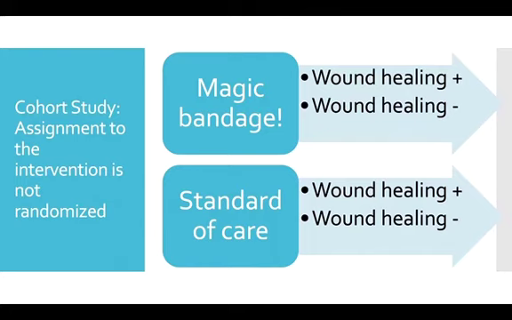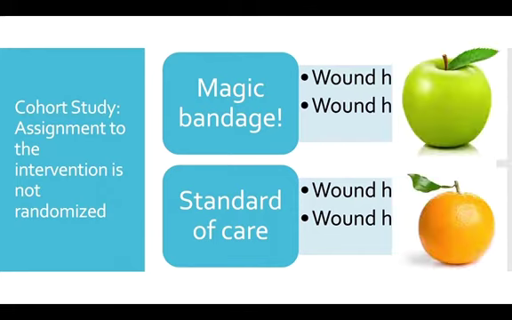So you can see here that there are definitely some potential disadvantages to this. We want to make sure that when we are conducting comparisons, that we are really comparing apples to apples, not apples to oranges. And so the potential for apples to oranges is really much higher in a cohort study.